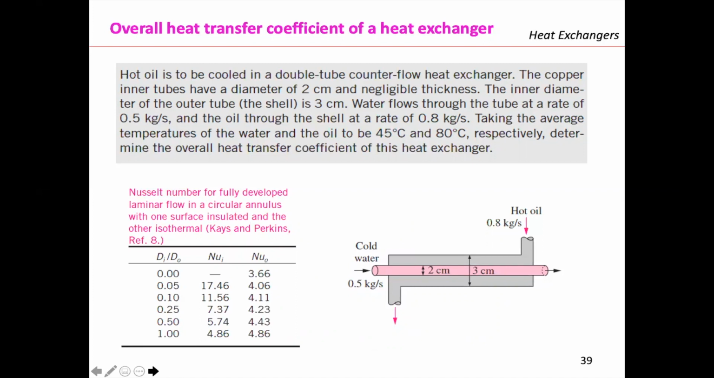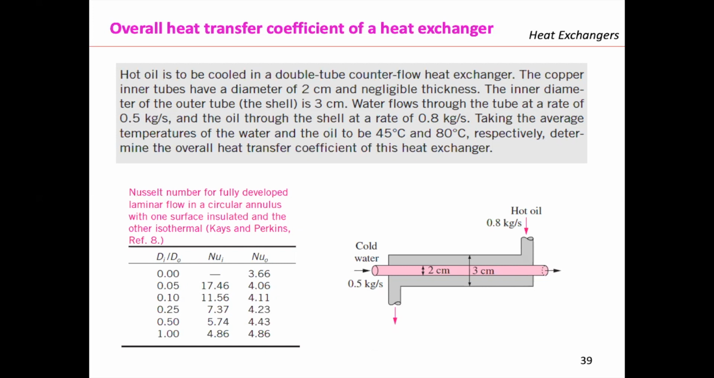So let's go through this problem to keep practicing this overall heat transfer coefficient that we said is a very important number, and we have tables in chapter 12 that I shared with you for heat exchangers, and those initial values of the overall heat transfer coefficients help us to do a preliminary design of a heat exchanger. So that's why it's very important to check clearly the overall heat transfer coefficient.